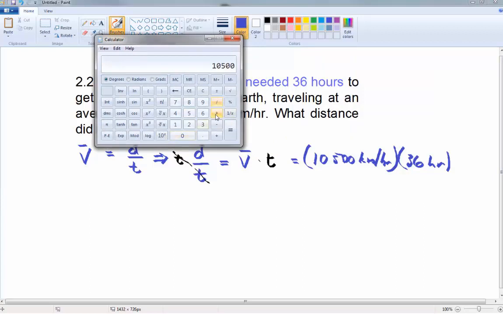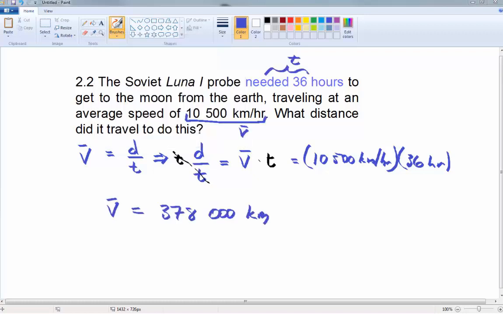10,500, and that's times 36. That gives you 378,000 kilometers, excuse me. And of course, it's possible that we may want to put this answer in meters instead. So you can multiply that by 1,000 meters per kilometer and end up with 378 million meters. So that's how far from the Earth to the moon.